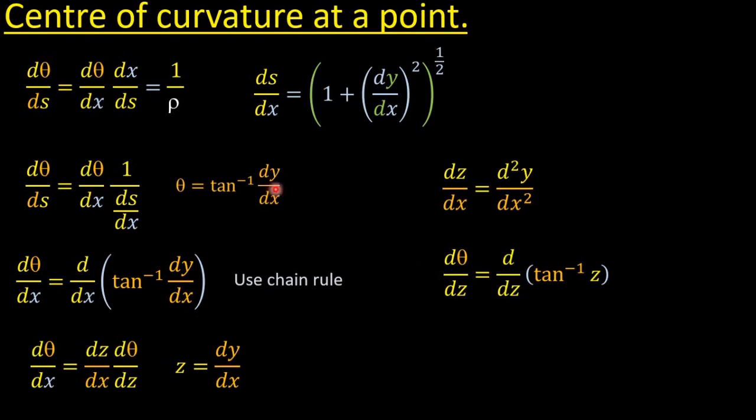But remember, we said dy/dx equals z, so I've just replaced dy/dx there with z. And then if I take the derivative of this, I end up with dθ/dz equals 1 over 1 plus z squared. So then I take this expression here, dz/dx and dθ/dz, over here.